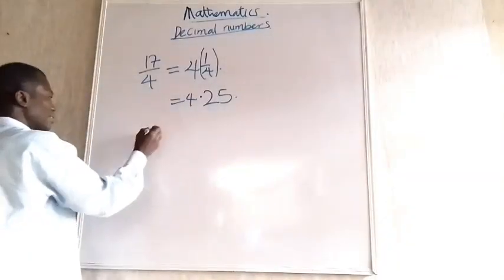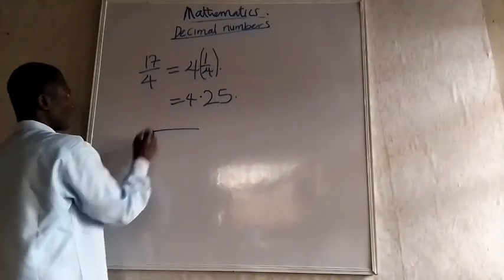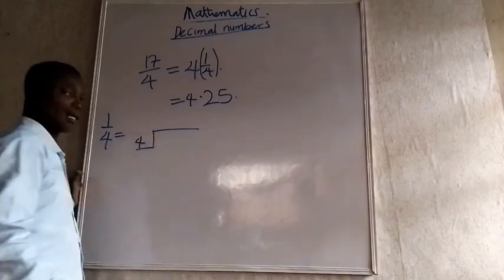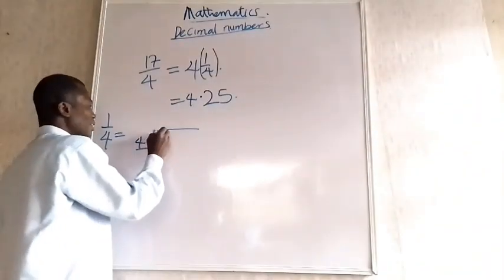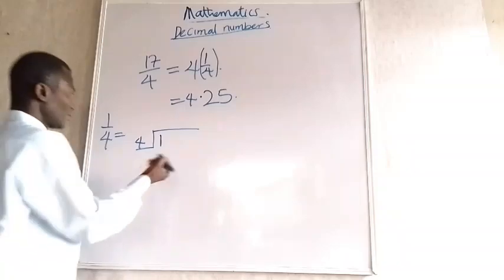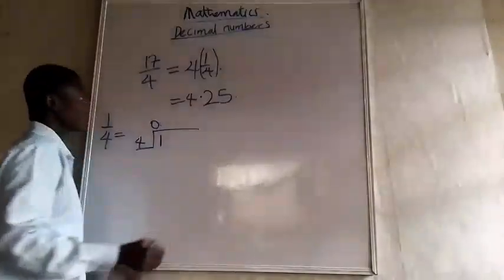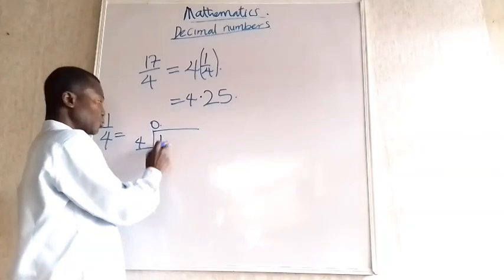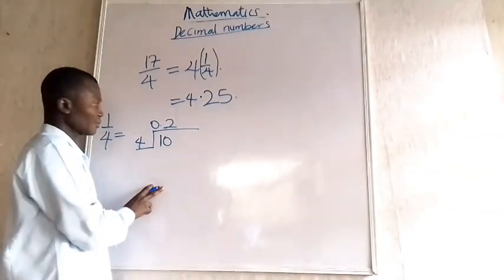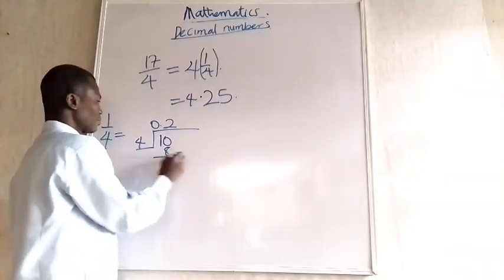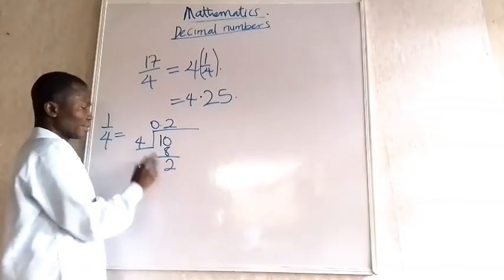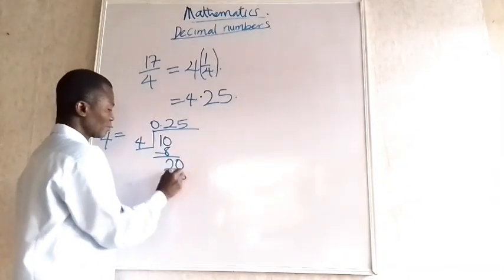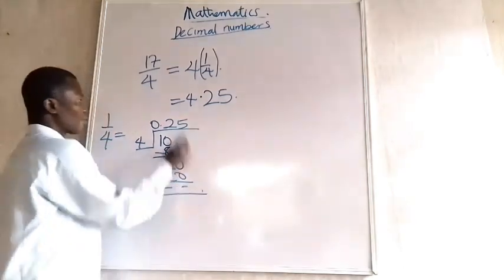For you to understand it easily, look at what I have here. 4 here. So now, what do I have? I have 1 here. 4 in 1, it's not going. So I have 0 point. You can see, 4 in 10, I have 2. 4 times 2, 8. That is 2. 4 in 20 now, 5. 5 times 4, 20. So you can see, I have completed it.